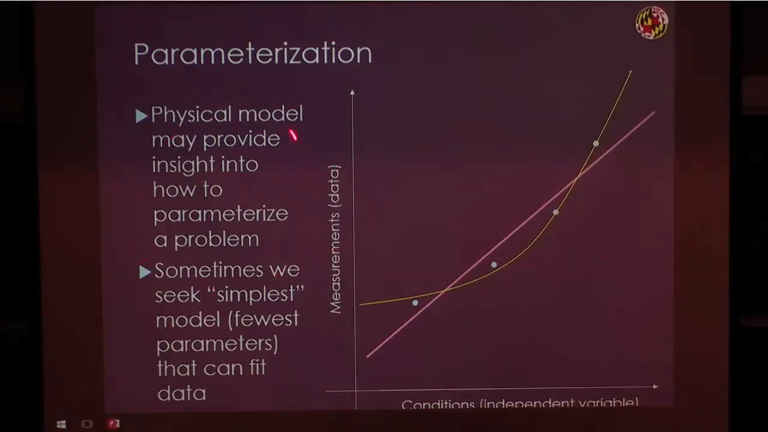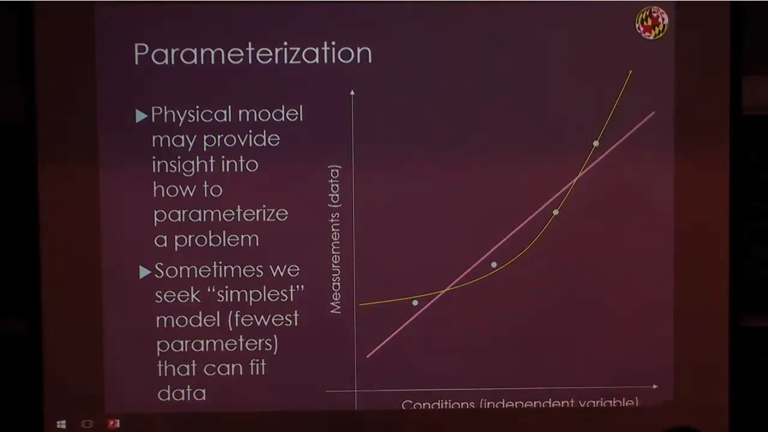So like I said, physical models may provide insights into how to parameterize a problem. If you know for sure, for example, let's say that you're measuring the force exerted by a spring, you're stretching the spring, you're measuring the force, you would expect that relationship to be linear, at least if the strains are infinitesimal. That's Hooke's law. But in some other situation, for example, if this is attenuation and this is temperature, we've learned that this relationship should be exponential. So a physical insight should help you parameterize your problem.